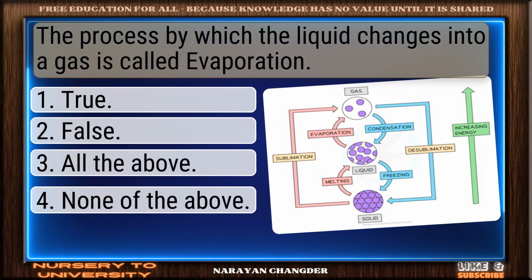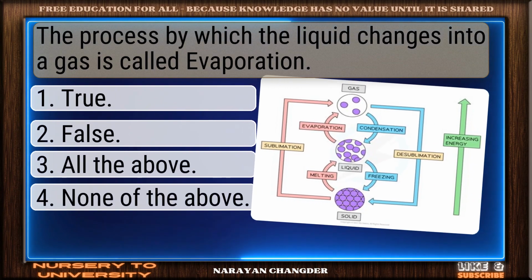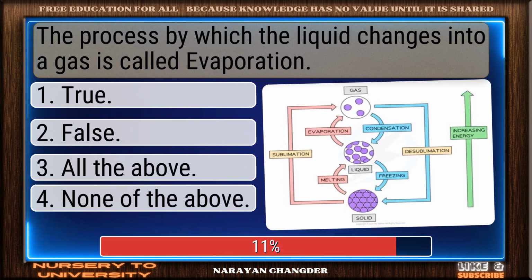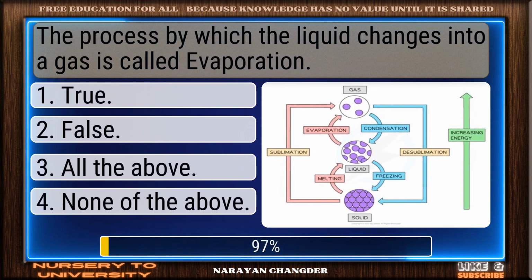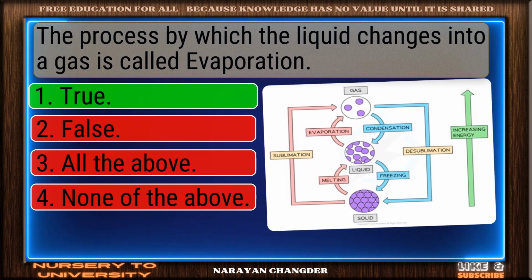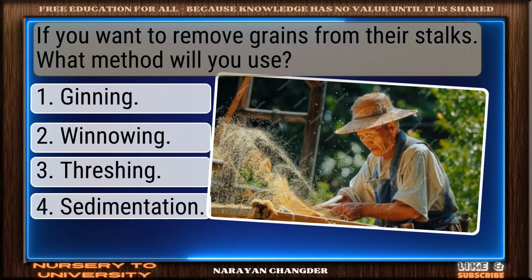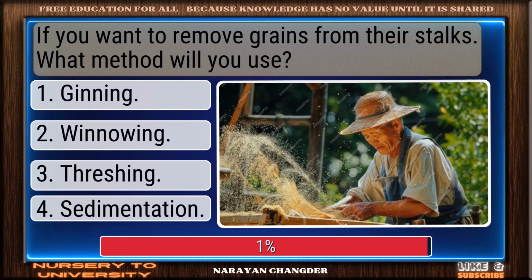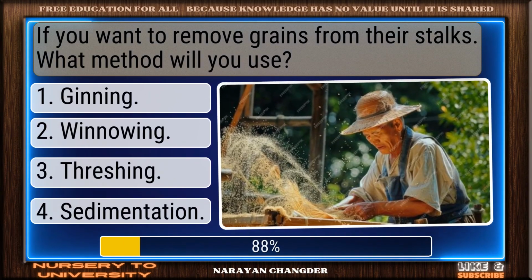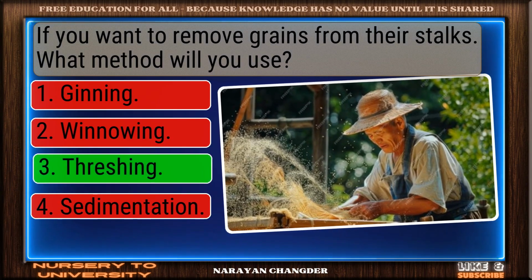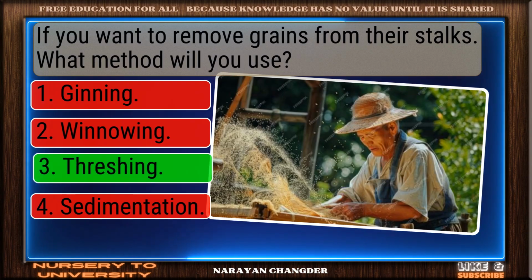The process by which the liquid changes into a gas is called evaporation. Valid point. True is true. If you want to remove grains from their stalks, what method will you use? Strong choice. Threshing is the right answer.